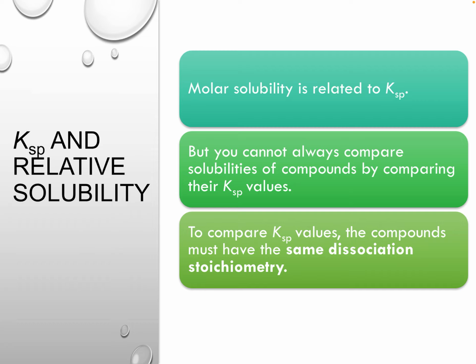So you can only compare the KSP values for things that break into the same number of pieces or break apart the same way. Like we could compare silver chloride versus silver iodide because they both have a 1-to-1 stoichiometry there. We could compare magnesium hydroxide to like magnesium chloride, right? Because again, they have the same stoichiometry, but we can't compare these to each other because silver chloride breaks into 2 pieces, whereas magnesium hydroxide would break into 3.